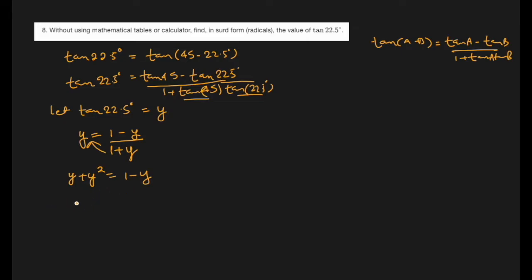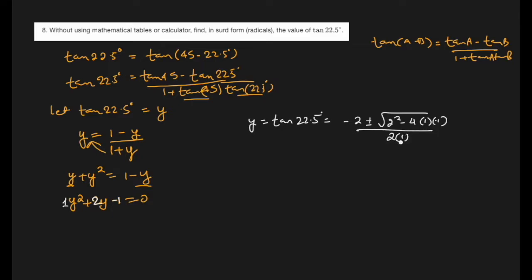Let's bring everything to the left side. It becomes y square, and this will be 1y, and this will be plus 1y. So y square plus 2y minus 1 equal to 0. Since we can't use calculators, let's use the quadratic formula for this. So a is 1, b is 2, c is negative 1. So y, which is tan 22.5 originally, is equal to minus b plus minus square root b square minus 4ac, over 2 times 1.